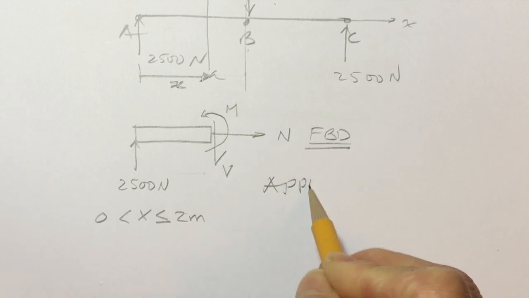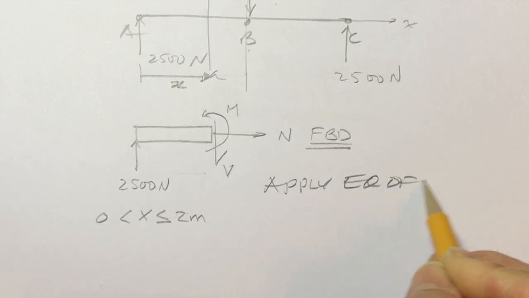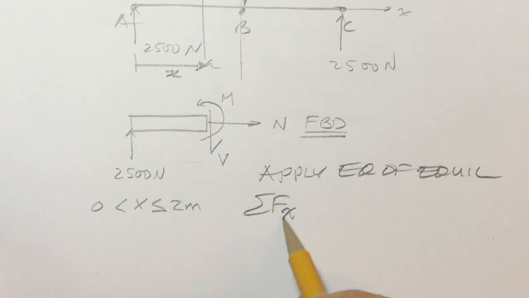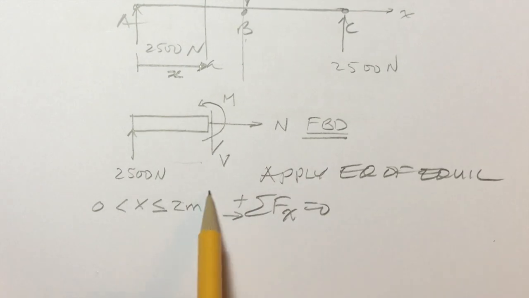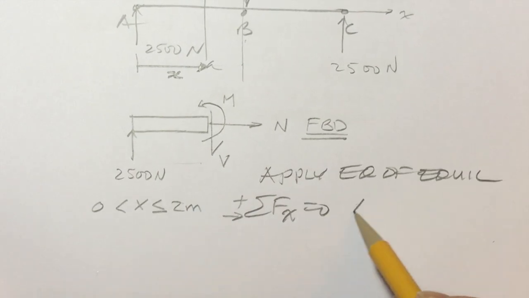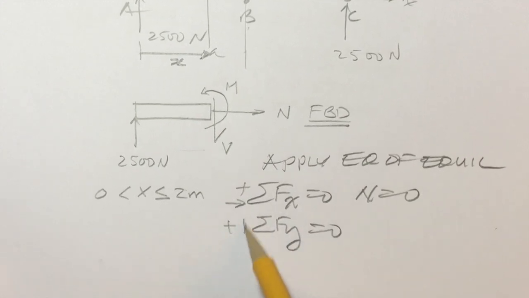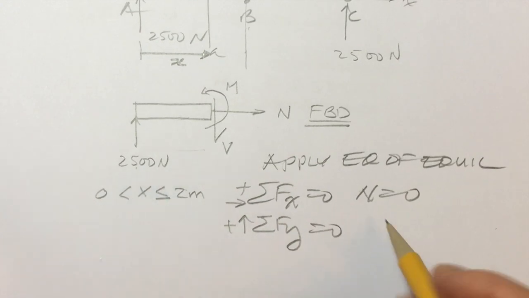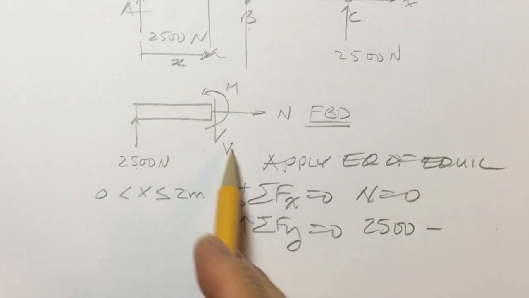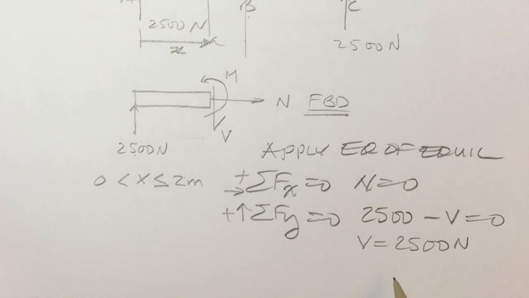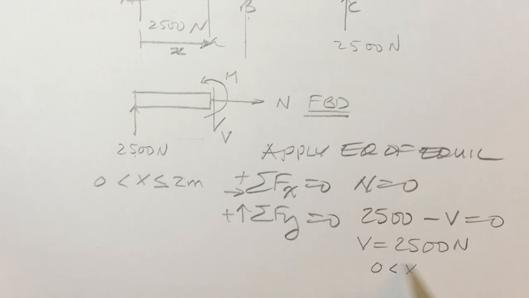So I apply my equations of equilibrium, and I get the following. Sum of the forces in the x is 0. So that gives me N is equal to 0. Sum of the forces in the y is equal to 0. That gives me 2,500 minus V, that shear force, is equal to 0. So shear force is equal to 2,500 newtons. And this is only valid from x greater than 0, less than or equal to 2 meters.